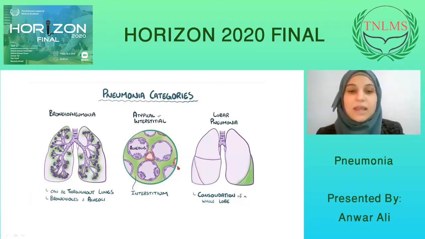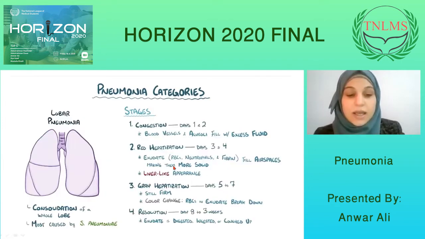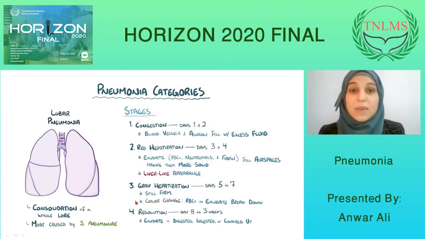Now, in lobar pneumonia, the vast majority of cases are caused by Streptococcus pneumoniae. Usually, it happens in 4 stages. The first stage is called congestion, and it happens between day 1 and 2. This is where the blood vessels and alveoli start filling with excess fluid. The second stage is called red hepatization and happens between day 3 and 4.